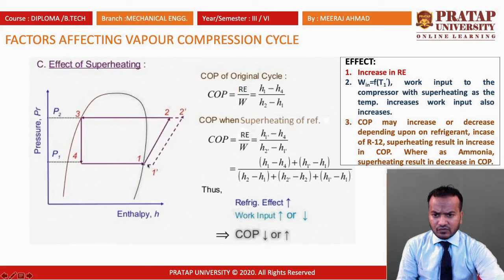You can see that the refrigerating effect of the second cycle, which is in the superheated region, should be increased. But we cannot say how the work input changes, whether it should be increased or decreased. You cannot say about that. So the COP may increase or may decrease. It depends on the refrigerant.